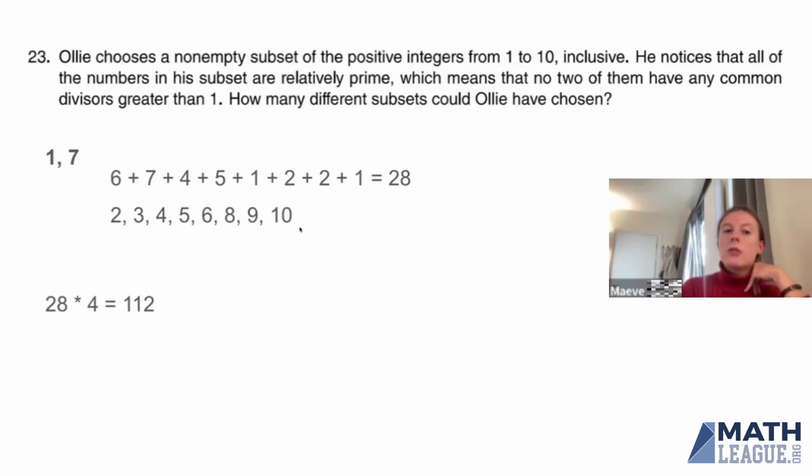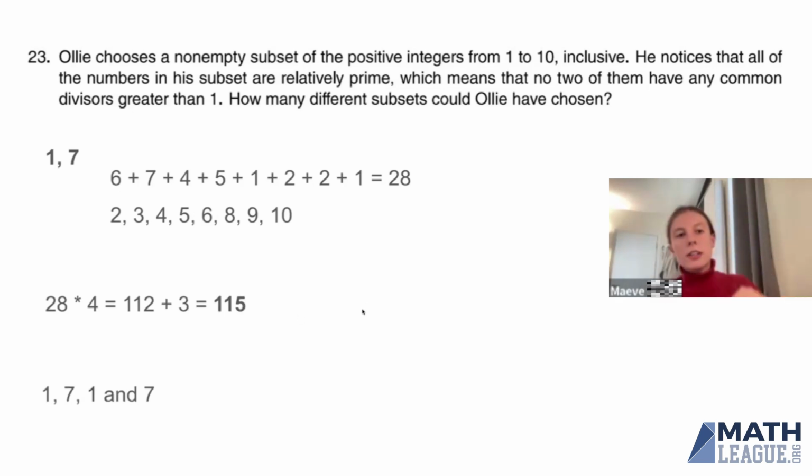And then a little sneaky thing we need to remember at the end is we have some subsets that don't include any of these numbers other than 1 and 7. Those are just 1, just 7, or 1 and 7. We can't have neither 1 nor 7 because then there would be no numbers. And it says right here that Ollie chooses a non-empty subset. So that's an extra 3 cases, giving us a total of 115. And that is the correct answer. So if you put that, congratulations.